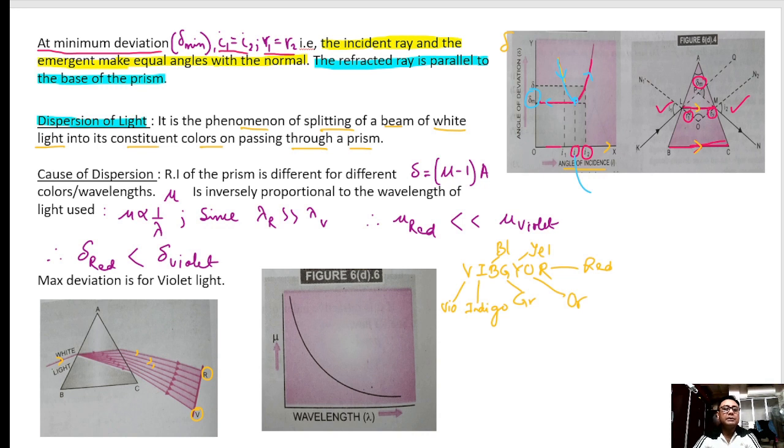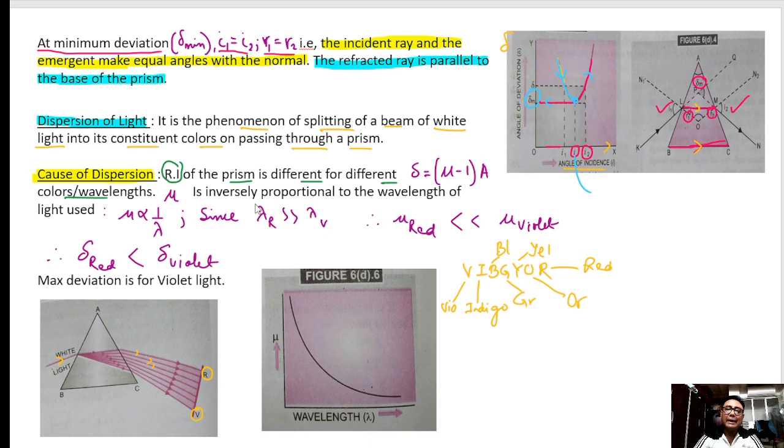Next we will see the cause of the dispersion. Now what is the cause of dispersion? Okay, refractive index is the main cause. Refractive index of the prism is different for different colors or wavelengths.